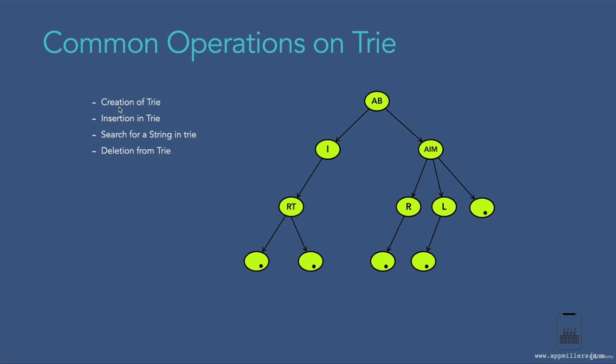Now the second operation is insertion in a trie, and the third operation is searching for a string in a trie. Now finally, deletion from a trie. So we are going to learn all these operations in this course. Now the first operation is creation of a trie.